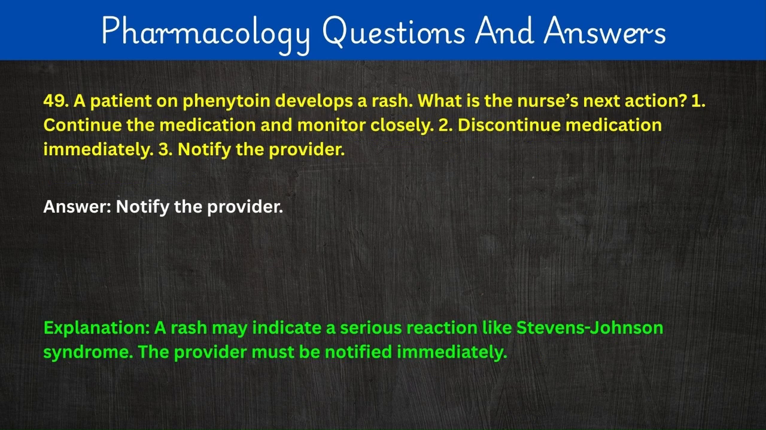49. A patient on phenytoin develops a rash. What is the nurse's next action? 1. Continue the medication and monitor closely. 2. Discontinue medication immediately. 3. Notify the provider. Answer: notify the provider. Explanation: a rash may indicate a serious reaction like Stevens-Johnson syndrome. The provider must be notified immediately.